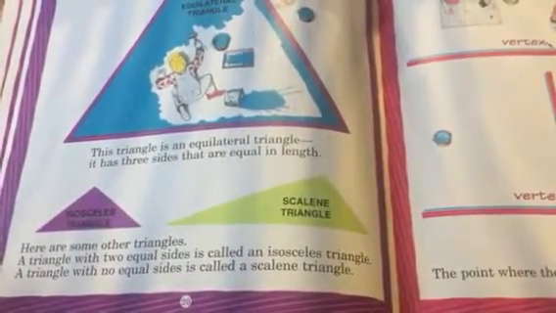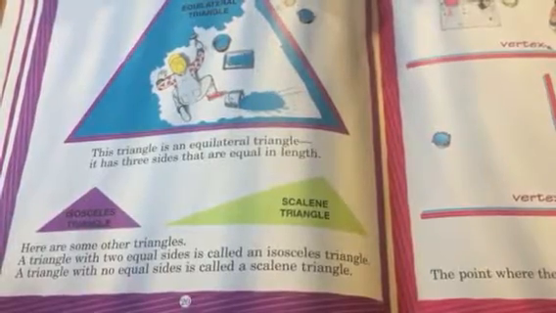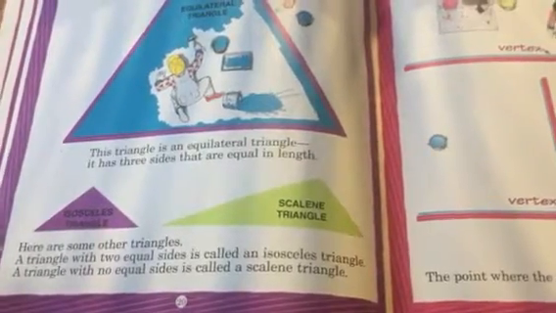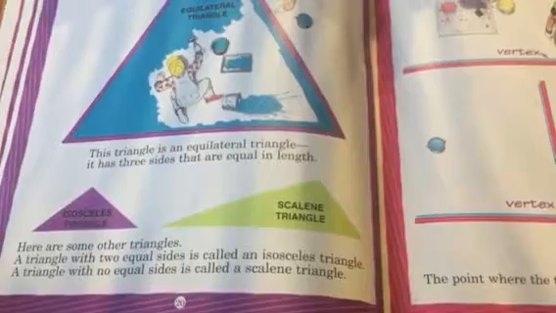A triangle with 2 equal sides is called an isosceles triangle. A triangle with no equal sides is called a scalene triangle.